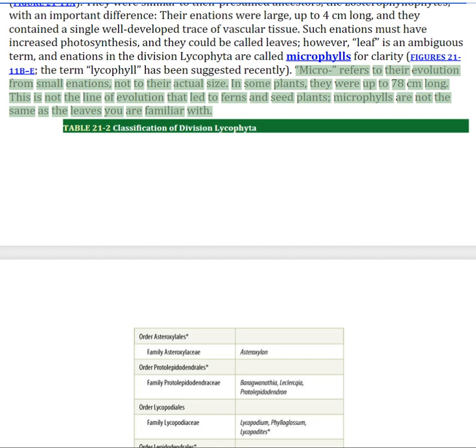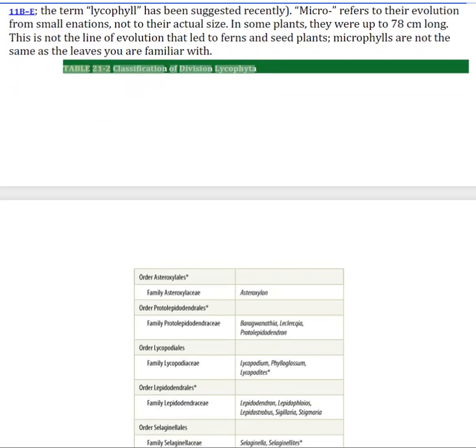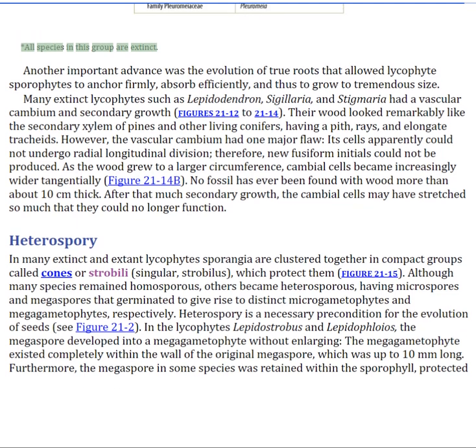In some plants, they were up to 78 centimeters long. This is not the line of evolution that led to ferns and seed plants. Microphylls are not the same as the leaves you are familiar with. Table 21-2: Classification of division Lycophyta. All species in this group are extinct.